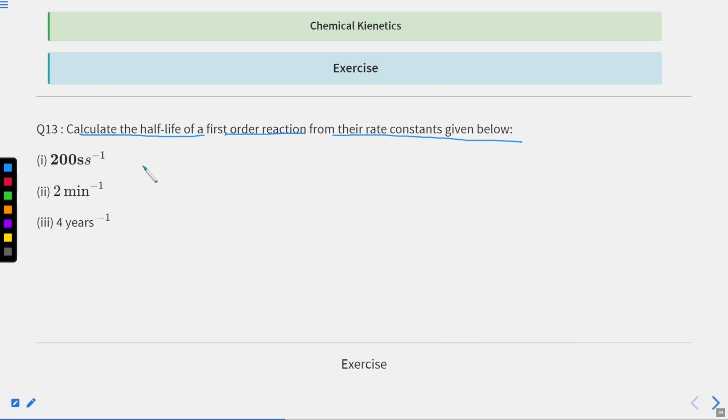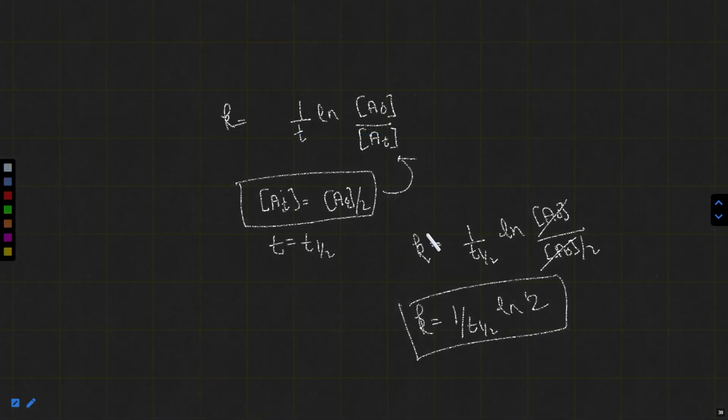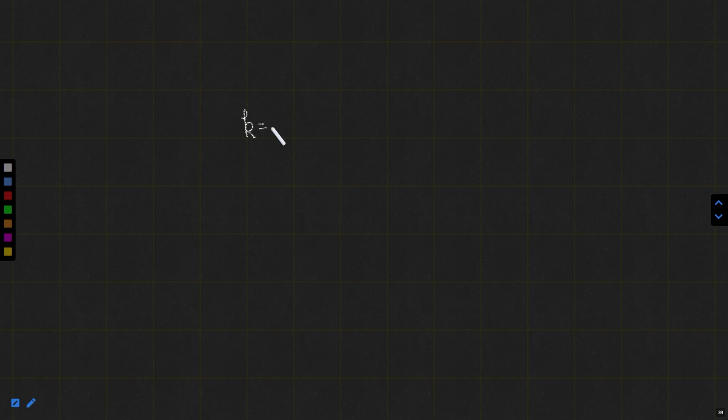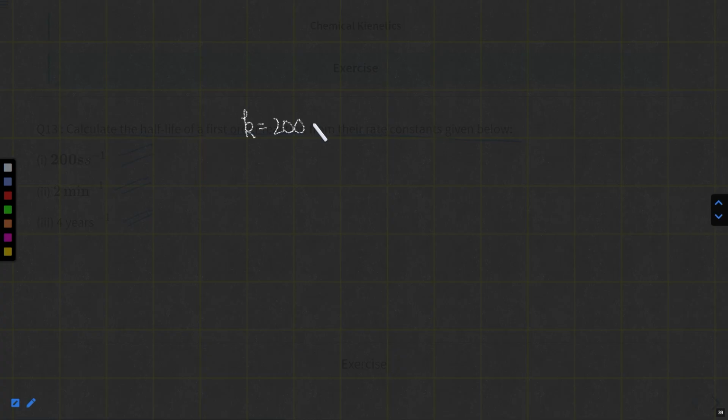We are given basically the rate constant value: 200 per second, 2 per minute, and 4 per year. Now if you want to calculate t half, t half will be ln 2 by K, and the value of ln 2 is 0.693, so 0.693 by K. Now for the first, the value of K is given as 200 per second.